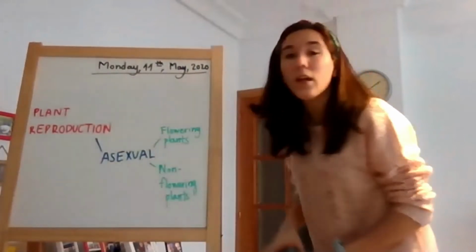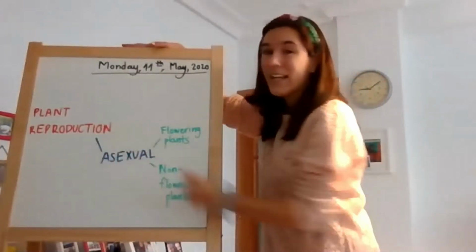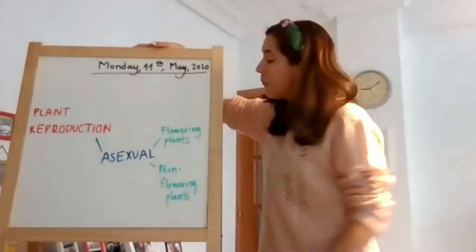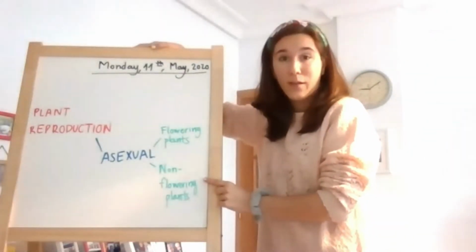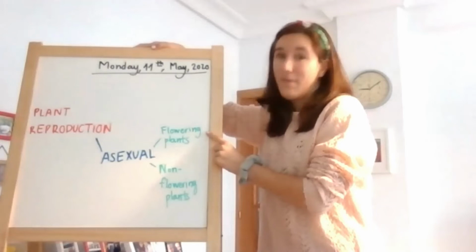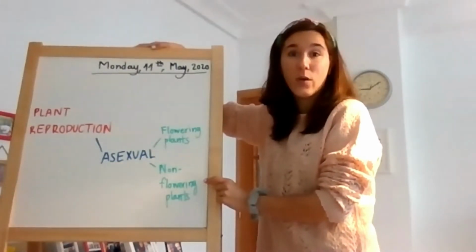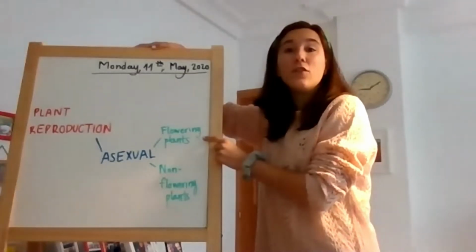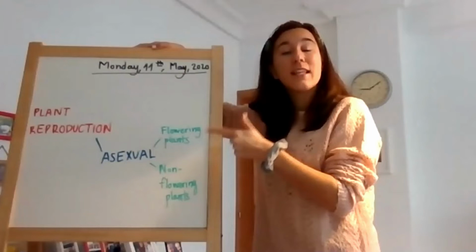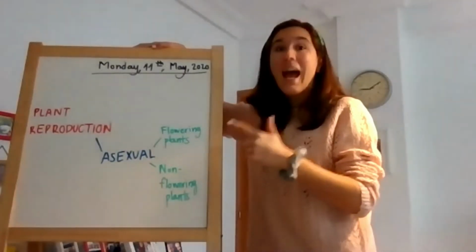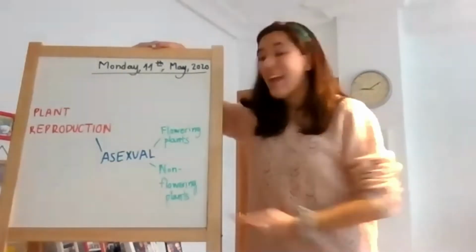Today we are going to focus on plant reproduction, in asexual reproduction, okay? We have flowering plants and non-flowering plants. Flowering plants have flowers, non-flowering plants don't have flowers. It's very easy, okay? But be careful, because the angiosperms and the gymnosperms both have flowers, and in the flowers is where the reproduction happens.